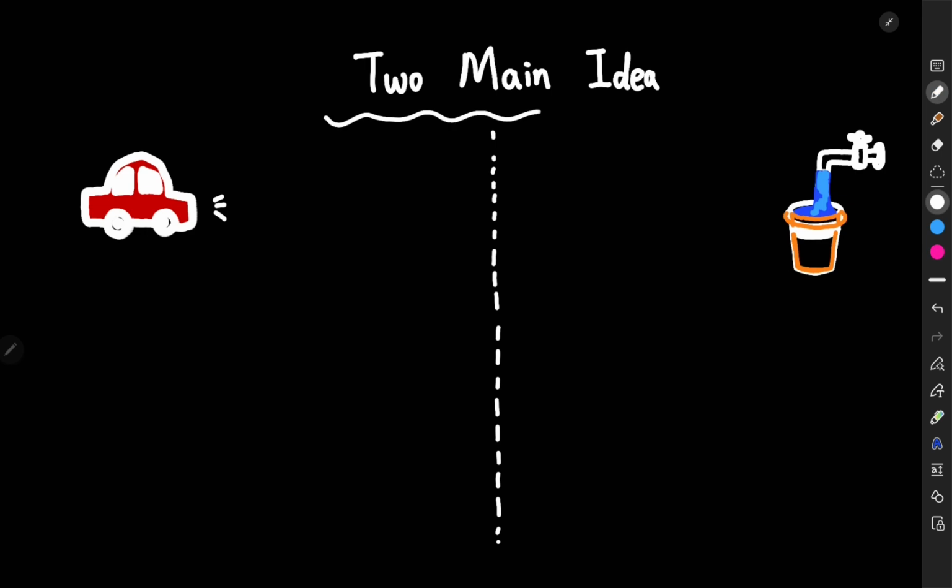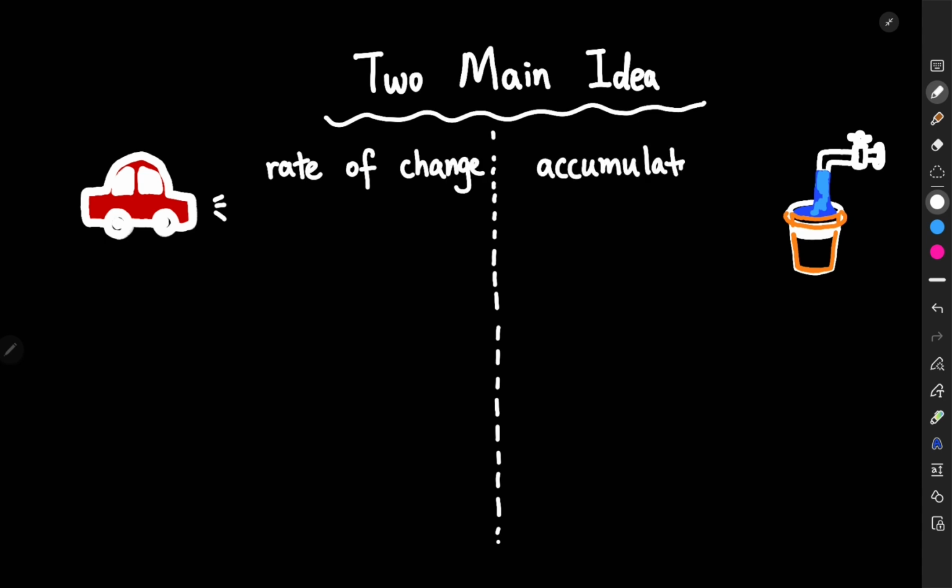Calculus has two main ideas. One is about the rate of change, and the other one is about accumulation. Like the total distance or total area, or in our example, the total water that's being added into a bucket. The rate of change in calculus is also called derivative. And the accumulation concept is also called an integral.